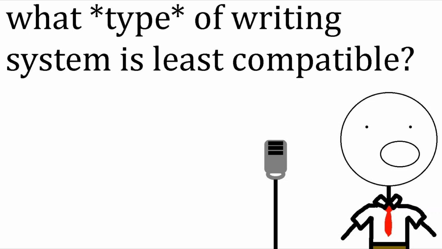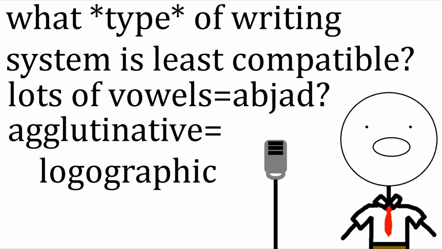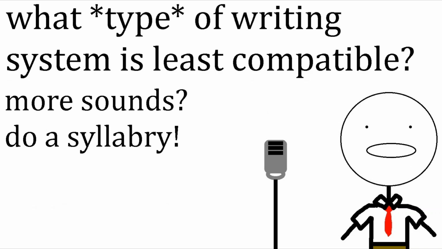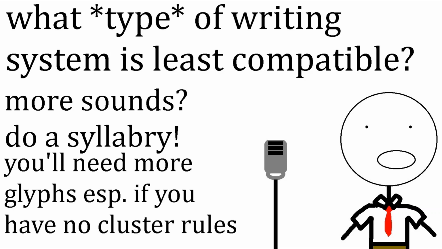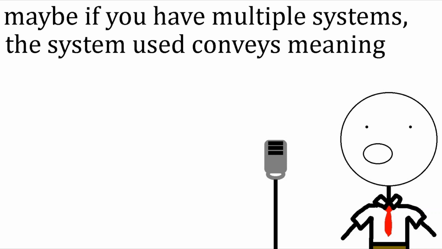Now this is where you ask yourself, which writing system works the absolute worst with my Conlang's grammar and sounds? So, for instance, if you have tons of vowels in your Conlang, an abjad is right for you. If your language is agglutinative, you're going to want to use a logographic system. That's going to be absolutely awful. Why would you do that? Similarly, you could use a syllabary depending on how many different sounds you have. The more sounds you have, the more glyphs you're going to need for a syllabary. And again, you could do what I mentioned with Japan earlier and have multiple different writing systems where which writing system is being used actually means something.